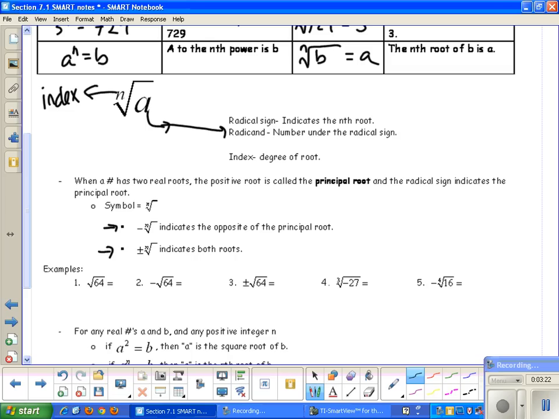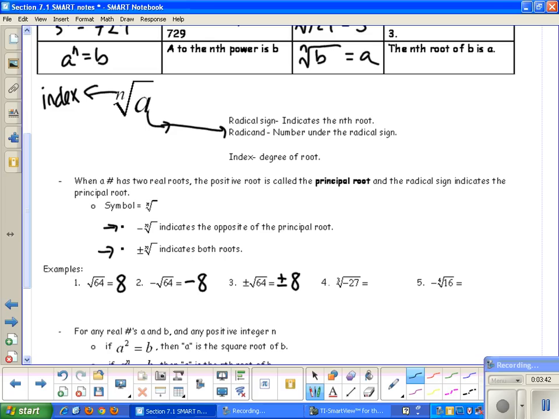You could easily do these on your calculator, or hopefully now you know what the square root of 64 is. So the square root of 64 would be equal to 8. That would be the principal root. This would be the opposite of the principal root for the next answer because that negative is in front. So this would be negative 8. This would be plus or minus 8 for our solution.